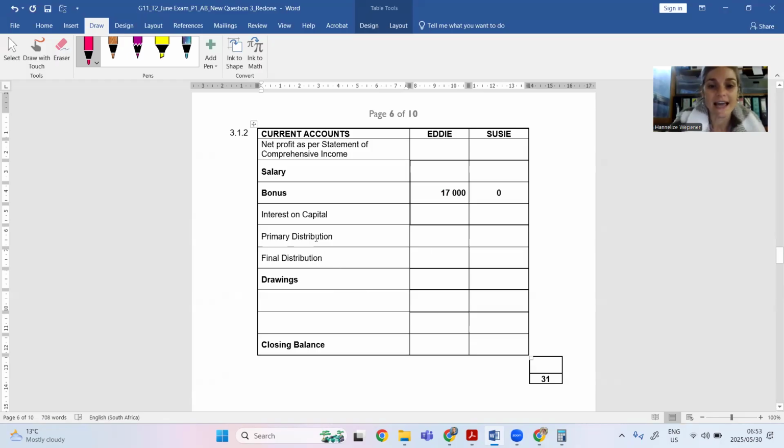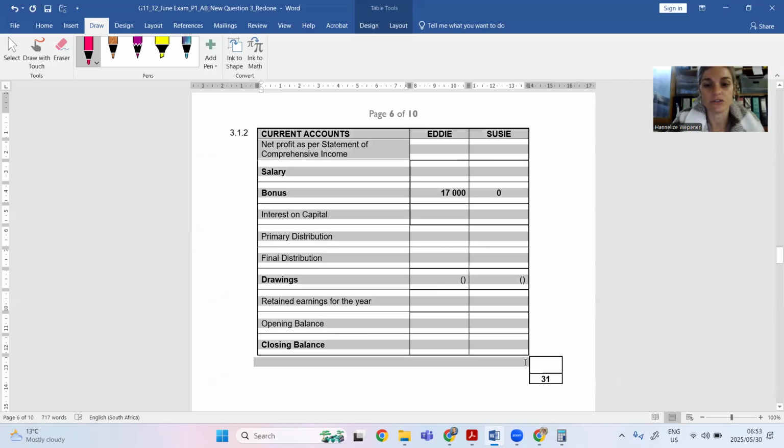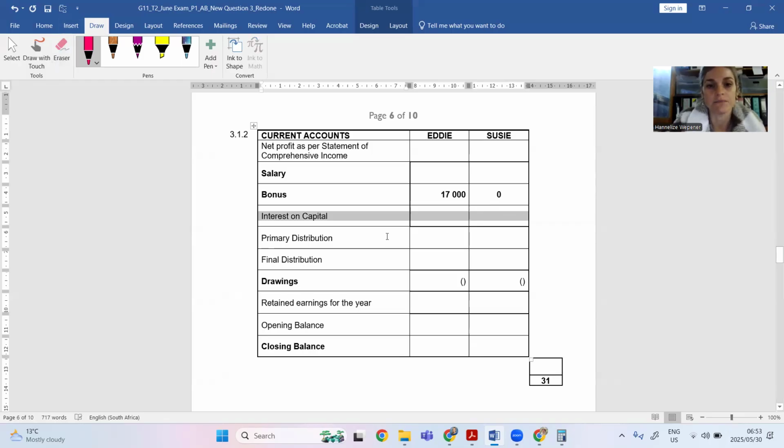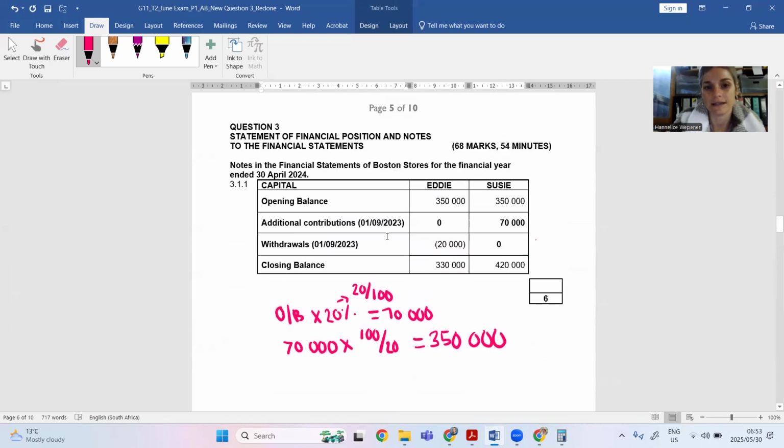Then, once I have that, I have the total earnings, and that is the amount that you will have here for your net profit as per statement of comprehensive income. Then I'm going to deduct from that my drawings to see how much they retained for the year. So retained earnings for the year. Then I'm going to add that to the opening balance that each one of them had to get to the closing balance at year end. So that's why I said I'm now going to do my interest on capital calculation because I'm already busy with the capital note.